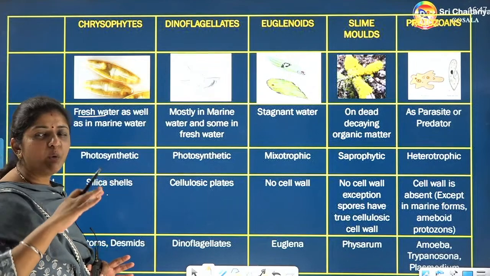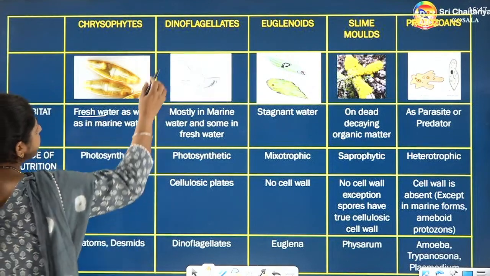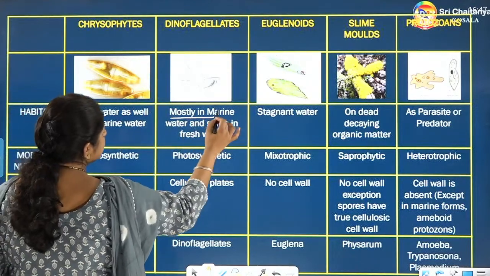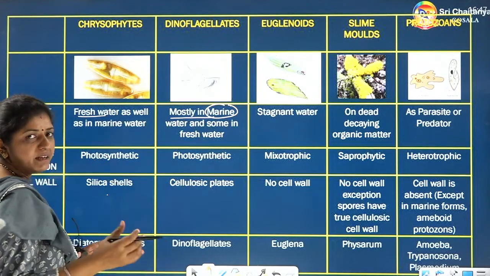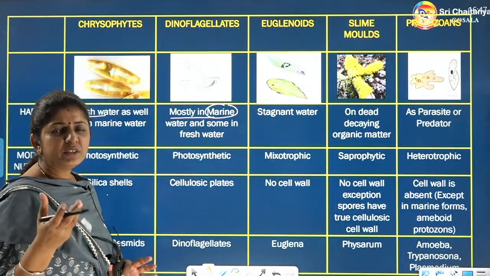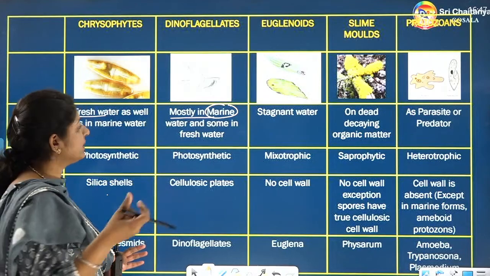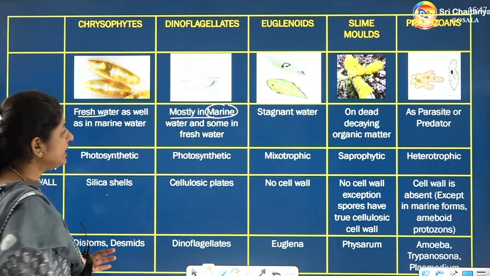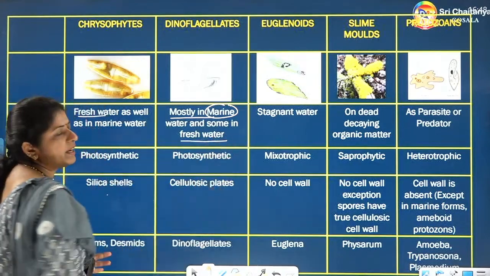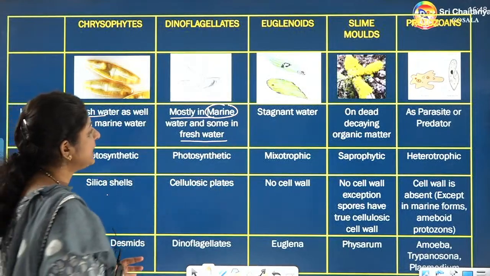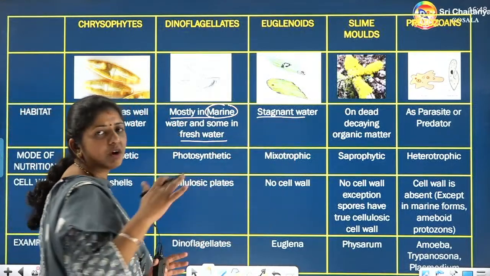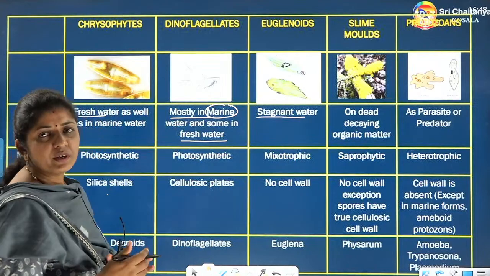Can I say they are aquatic here? Then after this, dinoflagellates are mostly marine. Marine means in salt water conditions, where the salt concentration is more. That is a marine condition. Even some of them can be found in fresh water. Then stagnant means water which is not flowing. What is present over there?